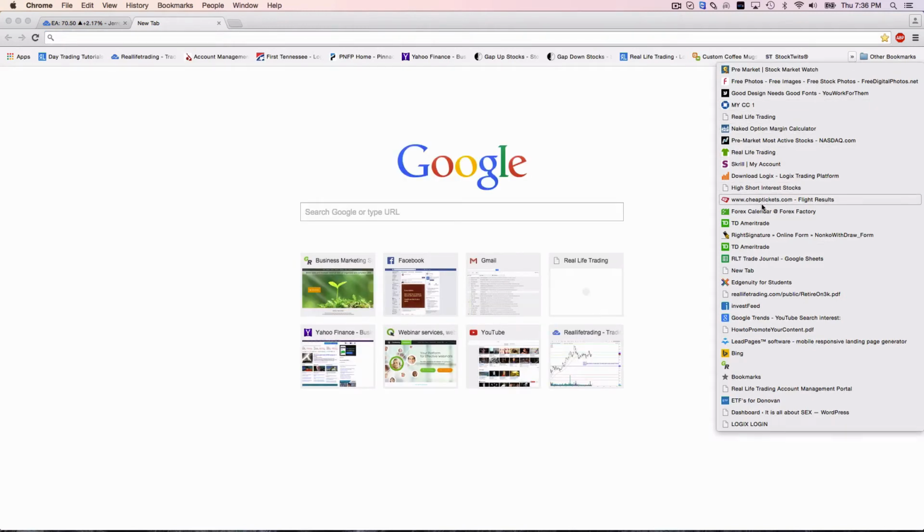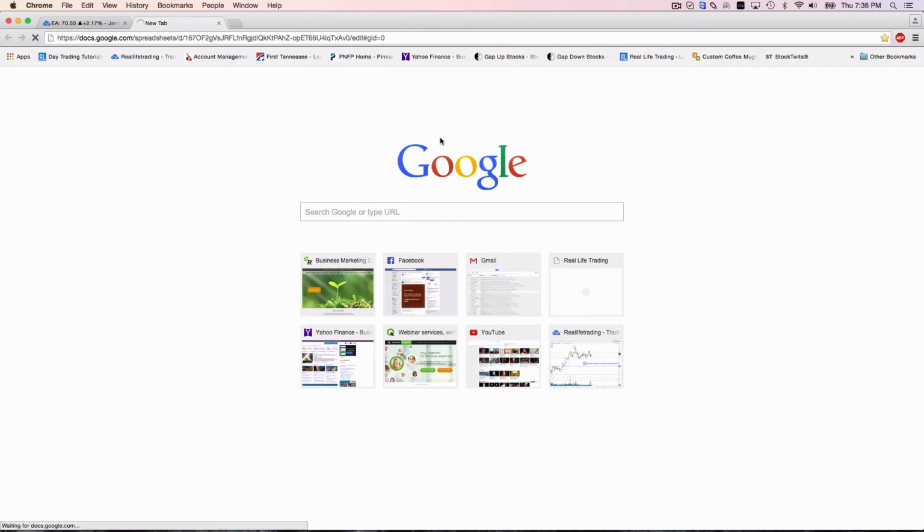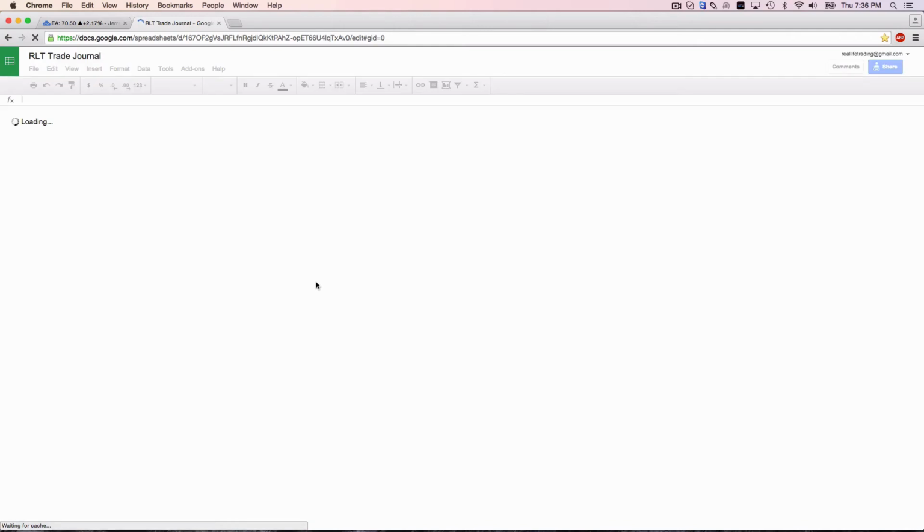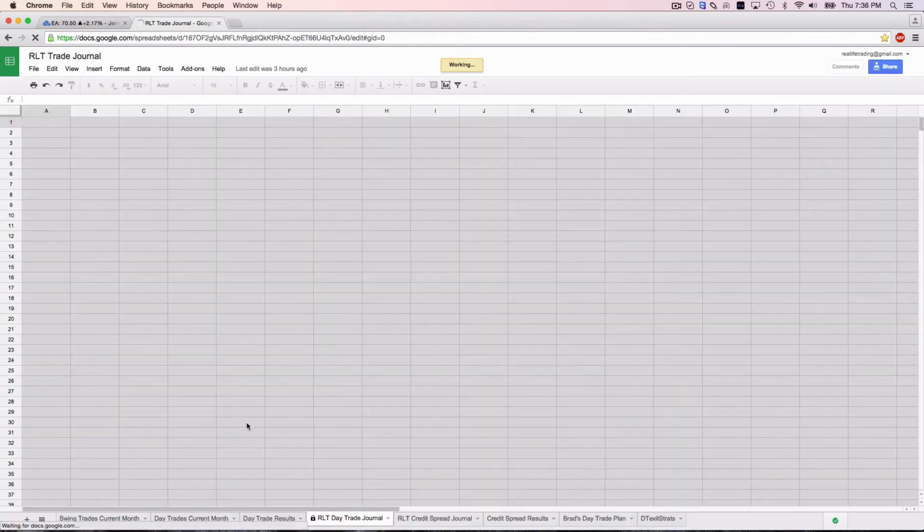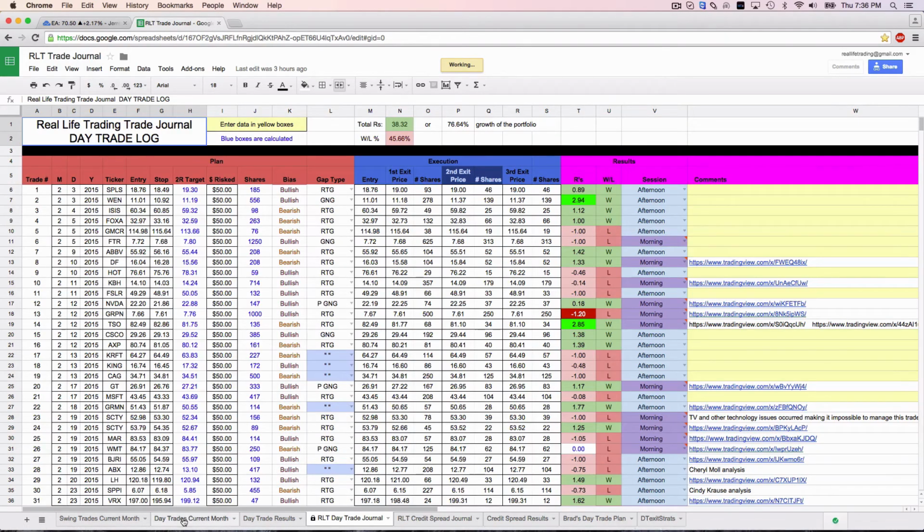You know what? Let me actually pull up, I hope I can pull this up. I'm sure I can. I'm going to pull up our trading journal. This is where we track our trades. This is why I do this, because I usually can remember every single trade that I place, but it's been a long day. Day trades current month.